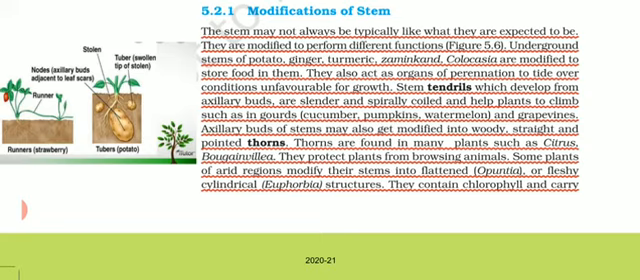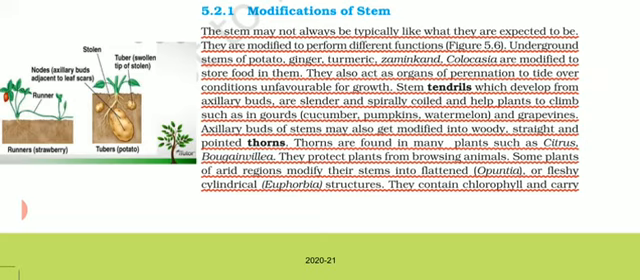They can even act as organs of perennation so that during unfavorable conditions, they can survive in the form of stem only. And when there are favorable conditions, you must have seen when we bring potatoes from the market, after some time they start growing from the eye-like structures, the notches present in the potatoes. It means favorable conditions have come and they have started germinating because potato is an underground stem. So this is called an organ of perennation.